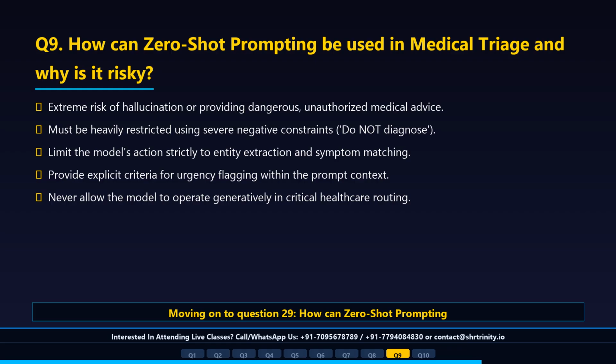How can zero-shot prompting be used in medical triage and why is it risky? Using zero-shot prompting for medical triage, such as summarizing patient symptoms to determine urgency, is technically possible but carries extreme operational risk. The risk is hallucination. Without examples of proper clinical reasoning, the model might downplay a critical symptom or invent a benign diagnosis.